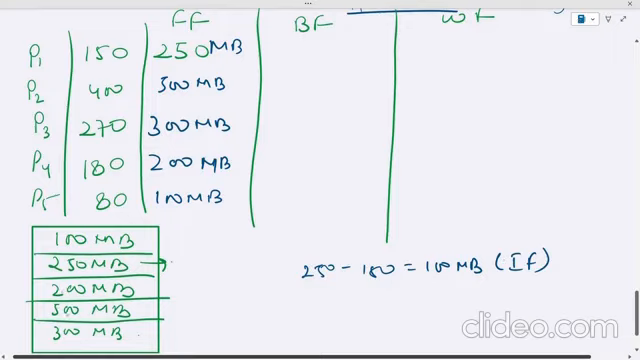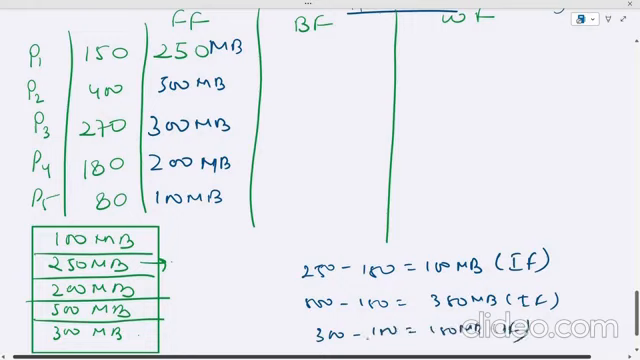Let's say we go to the fourth one, which is 500 MB. Definitely you cannot do this either, because there is 350 MB of internal fragmentation. You cannot do that as well. 300, definitely you cannot do this, because it's best fit, and there's 150 MB of internal fragmentation. Better to use 250 rather than 300.